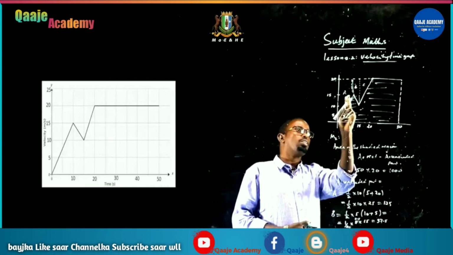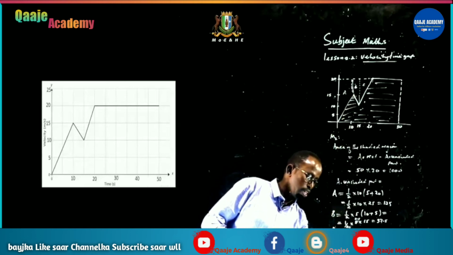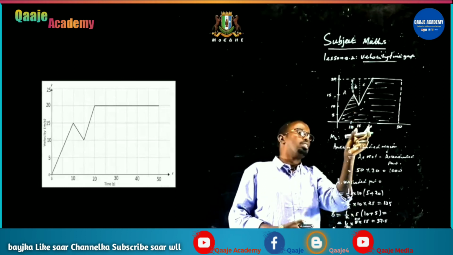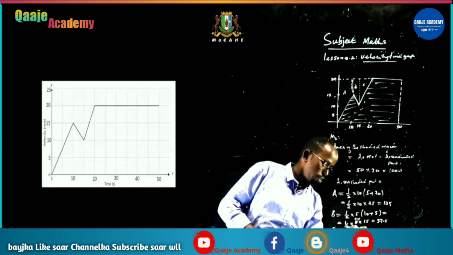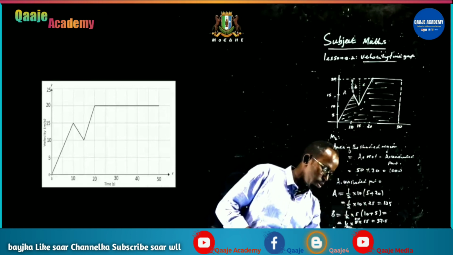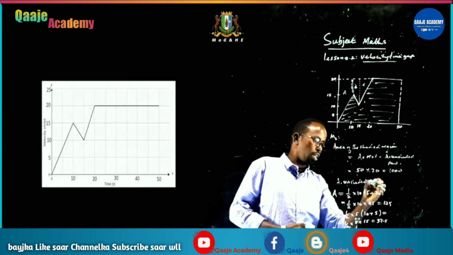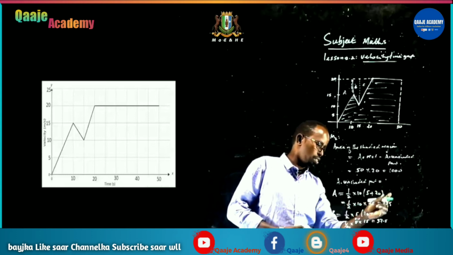What is remaining is the triangle, C, a half base multiplied by the height. That small distance is 5, and then the height is 10. So half times 5 times 10, you get 25. So total area of the unshaded is 125.